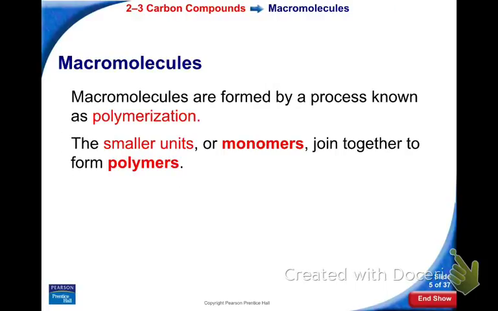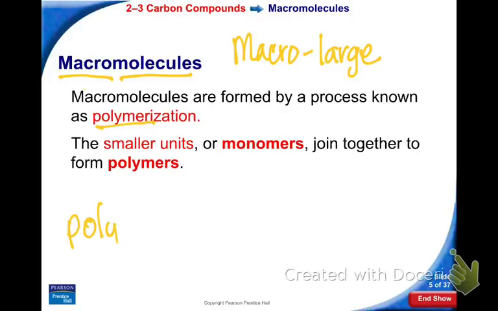So, next term here, macromolecule. Let's break this down: macro and molecule. What does macro mean? Macro means large. And we've already established what a molecule is: a group of elements chemically bonded together with a covalent bond. So macromolecules are going to be very, very large molecules, and they're formed by a process called polymerization. So let's look at what that means.